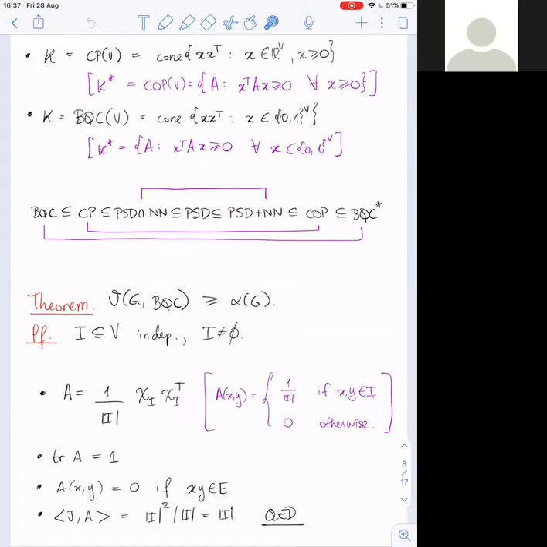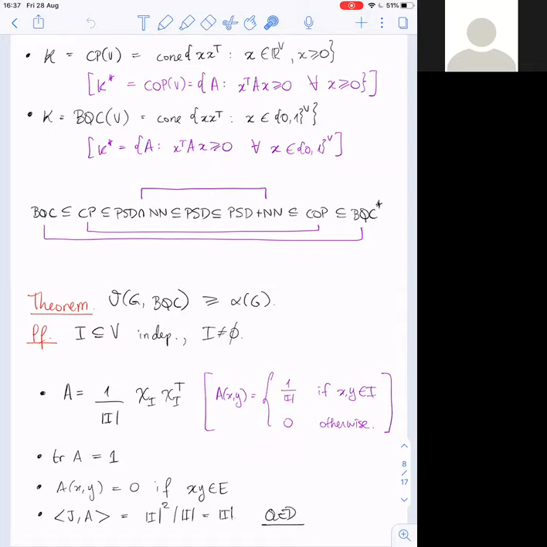These matrices are always copositive, and copositive matrices are always BQC stars. So they are always in the dual cone of the Boolean quadratic cone. So the cone of copositive matrices is the dual cone of the cone of completely positive matrices, and the BQC star is the dual of the Boolean quadratic cone. And then you can prove many things.